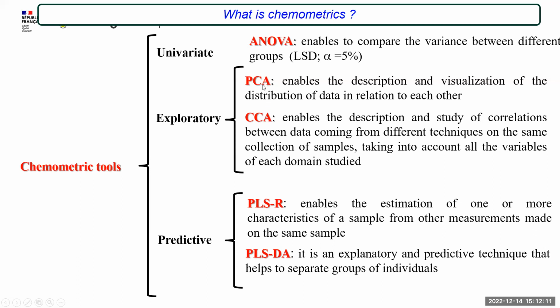So for the PCA, the objective is to describe the link between the samples and to see if we have different groups concerning the samples that we analyze. For the CCA, the canonical correlation analysis, its objective is to identify the link between two data tables. For example, if you measure the biochemical composition of a sample, and if you also make spectral measurements on those same samples, you can use CCA in order to see if there is a link between the two data tables. And we have also the predictive chemometric tools.